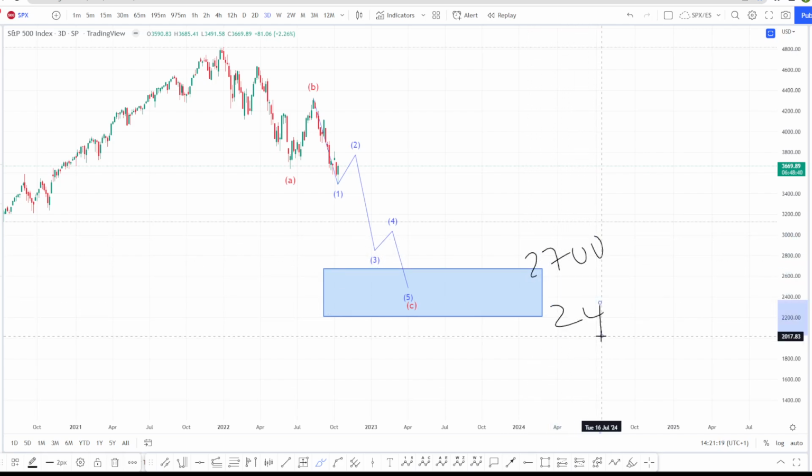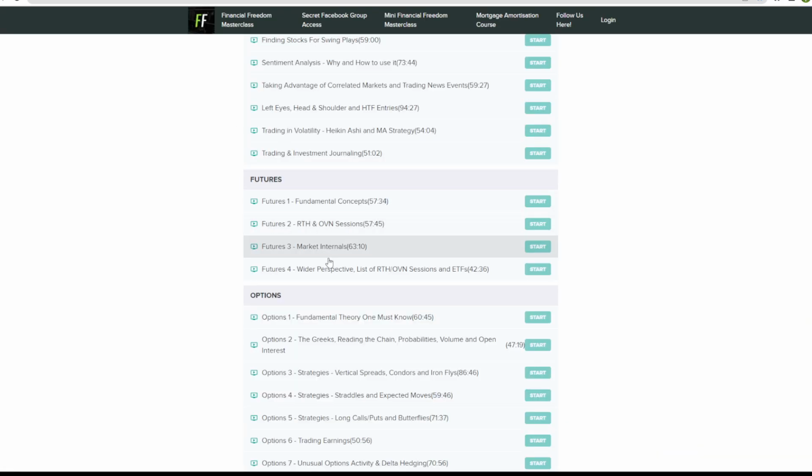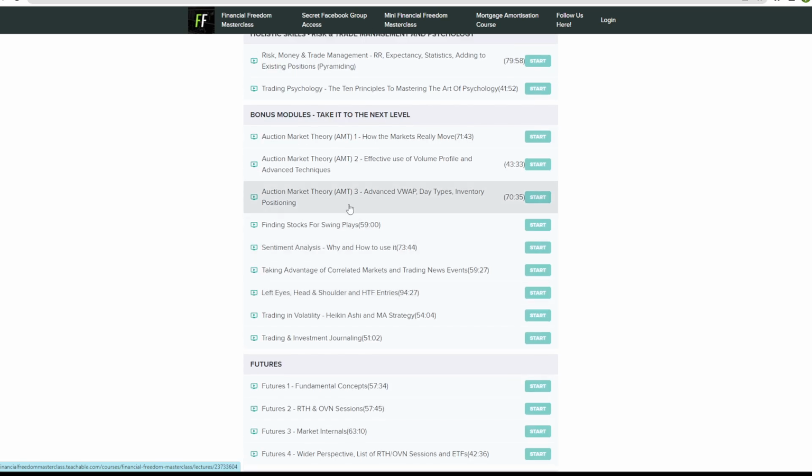The good thing about 2400 is that it repairs everything on the ES that I've been speaking about for 6 months. The ES needs to get down to 2350, 2400. There's a lot of damage on the ES here. You can't see it on the cash, but you can see it on the futures. Those who have taken the masterclass and who understand volume profile, the VWAPs, the day types, the inventory positioning, the naked VPOCs, the gaps, the poor highs and the poor lows, these are very, very important.